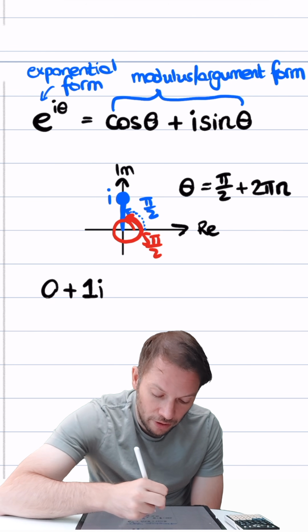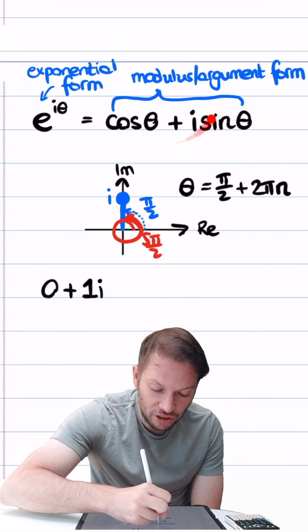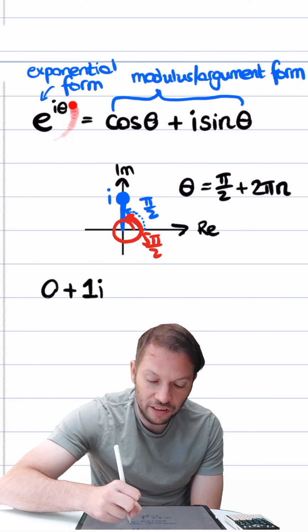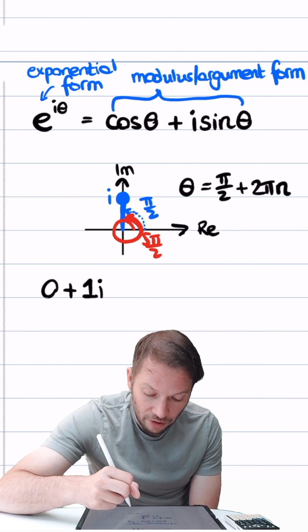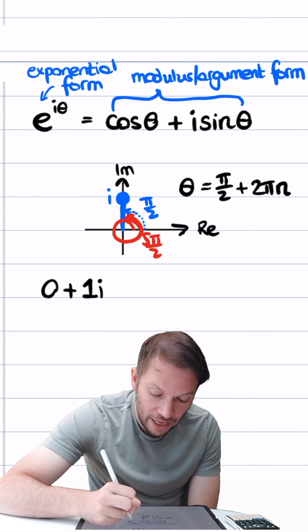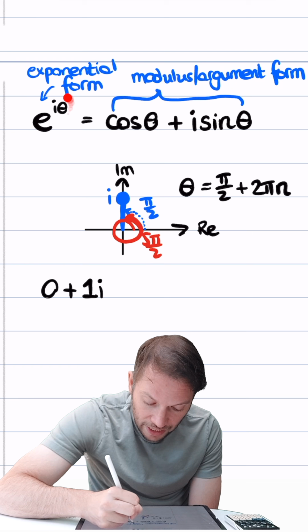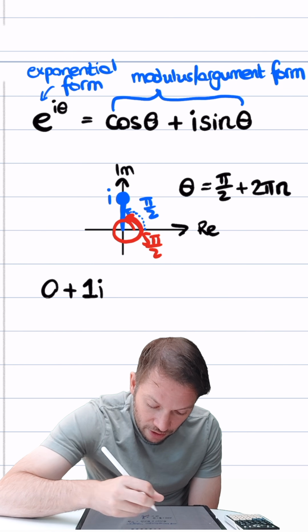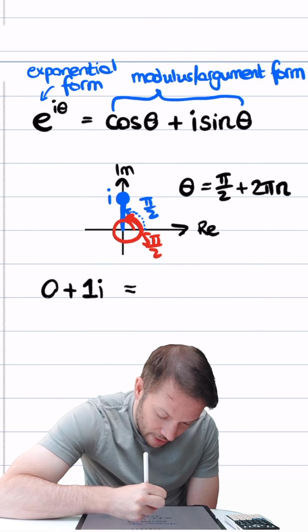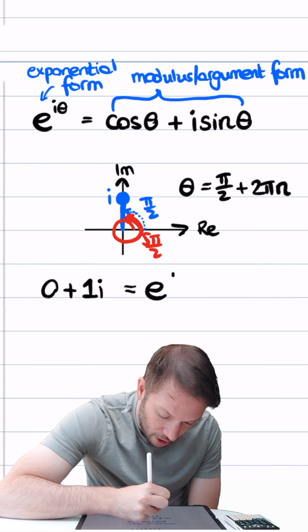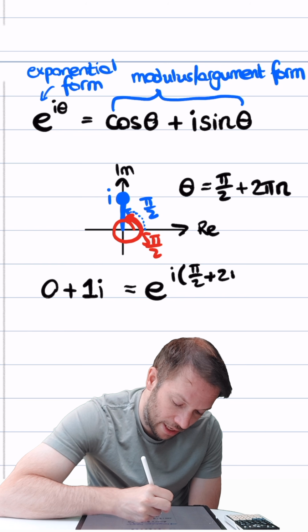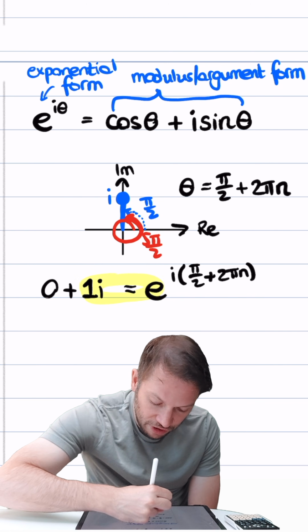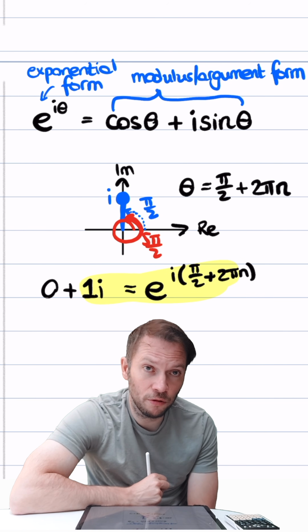Now, if you knew this argument here, you could substitute it into this expression here to write this complex number in a different form. So if we wanted to write this in exponential form, the theta here is this expression here, so we could write it as e to the power of i times (pi over 2 plus 2 pi n). And this result here is going to be really useful later on.